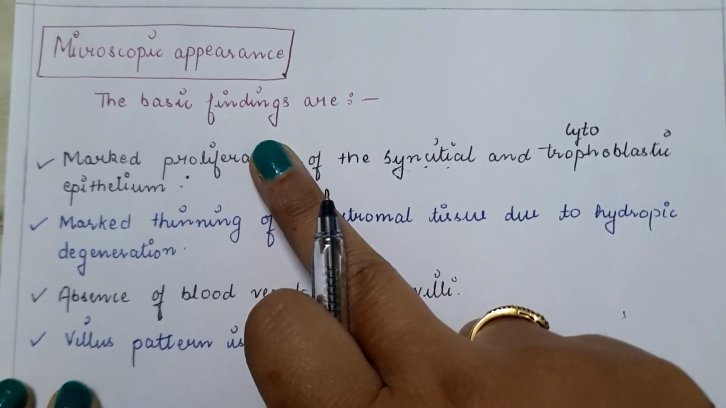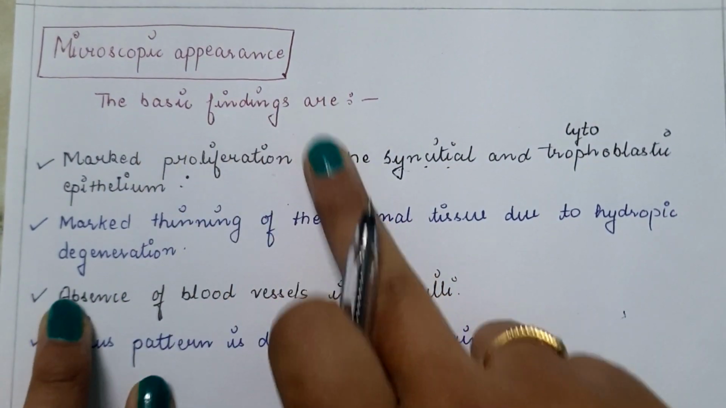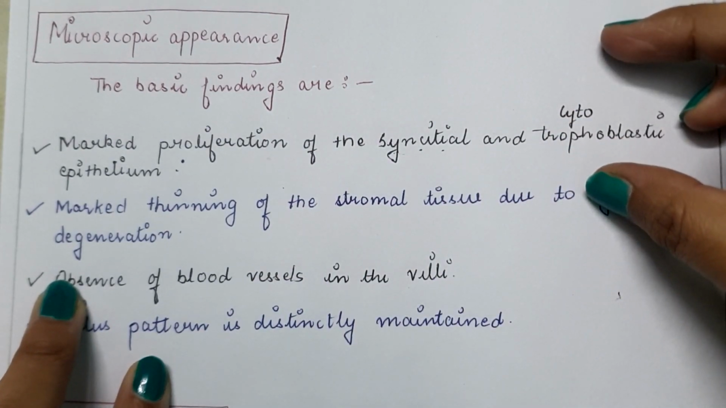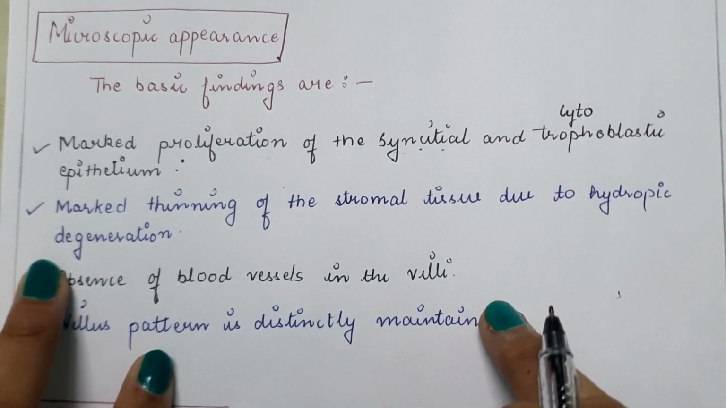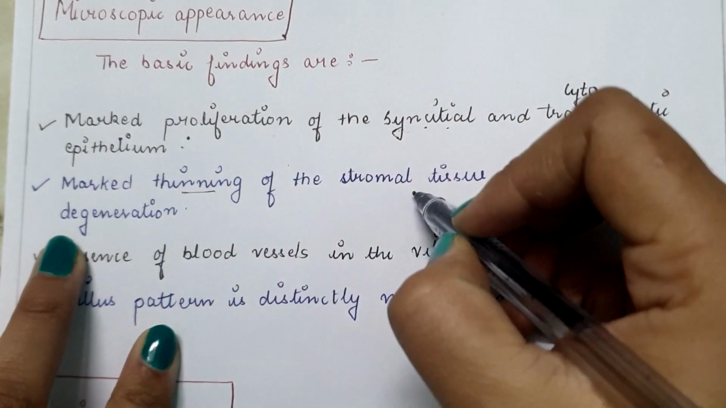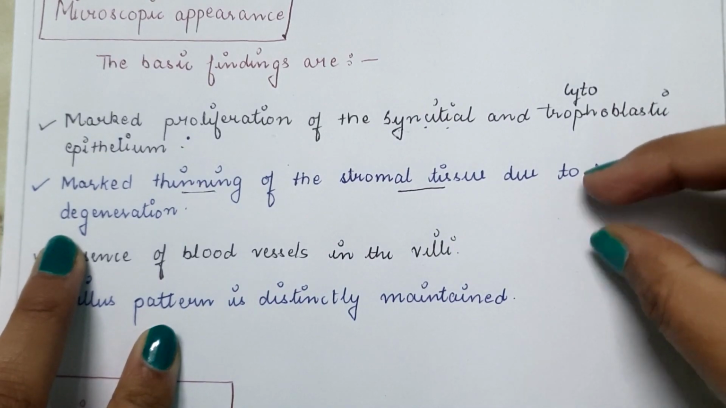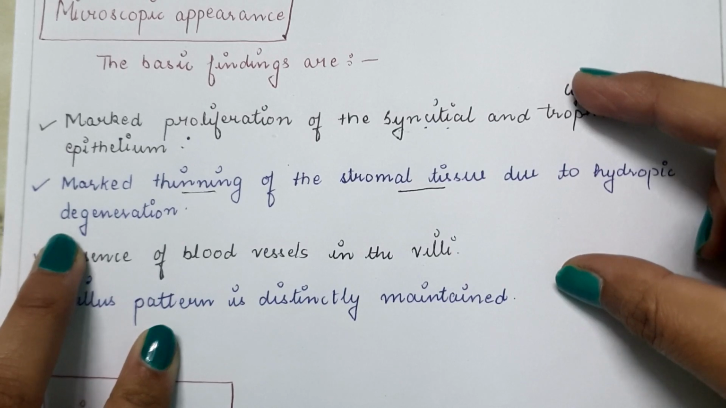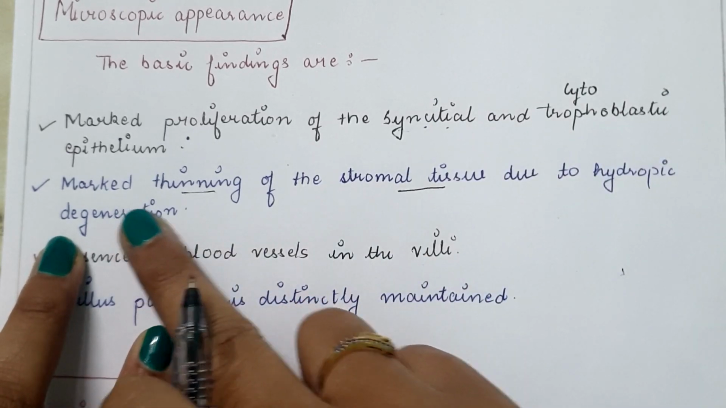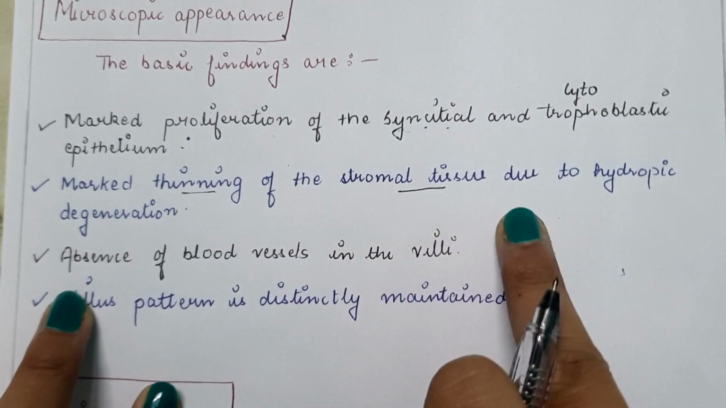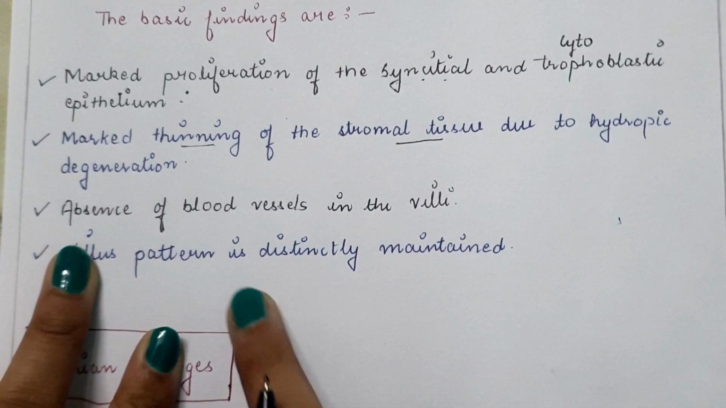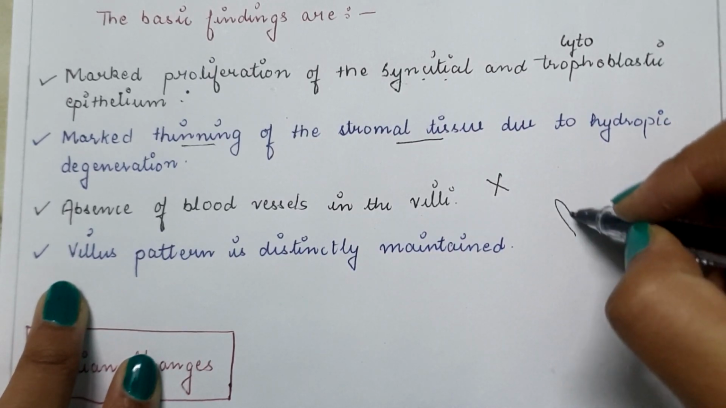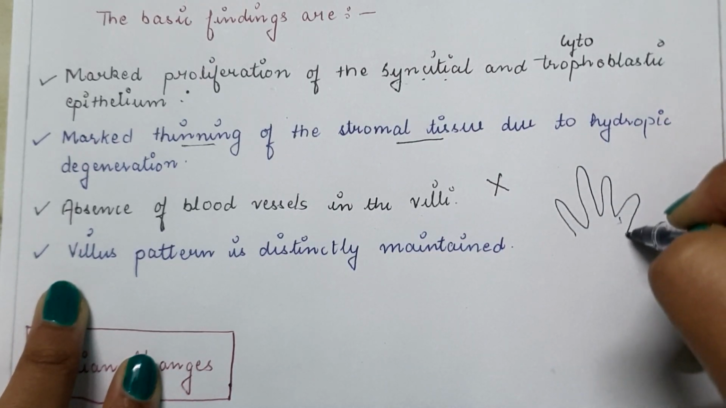With the help of the microscope, the basic findings are a proliferation or multiplication of syncytial and cytotrophoblast cells. Next, there is a thinning of the stromal tissues because of the accumulation of fluid in the stroma. That is what causes distension, and because of distension there is a marked thinning of the stromal tissues due to hydropic degeneration. Next, there is absence of blood vessels in the villi, but the villus pattern is clearly maintained.